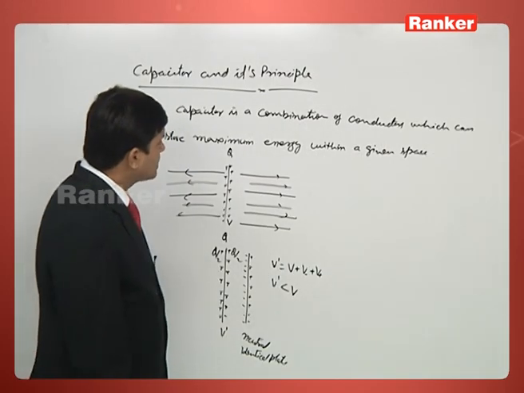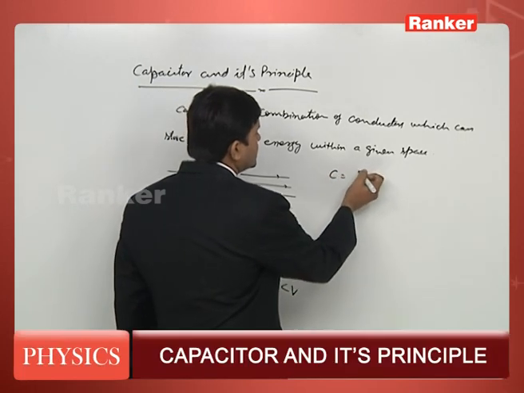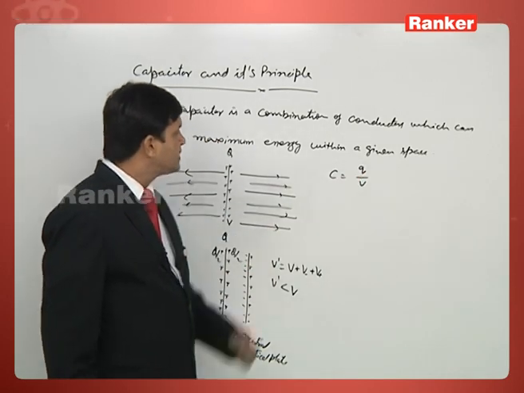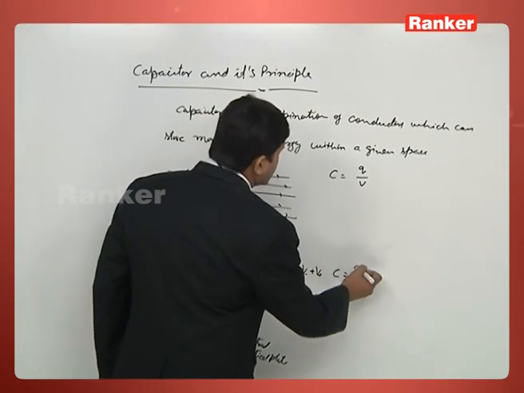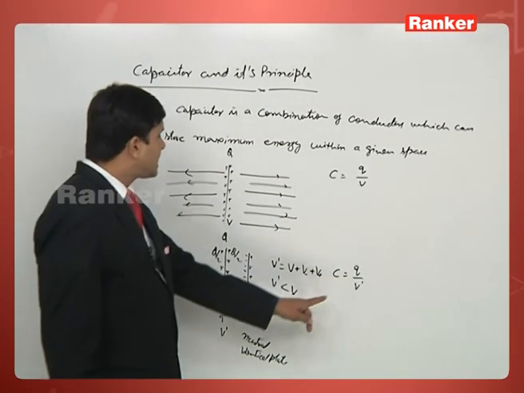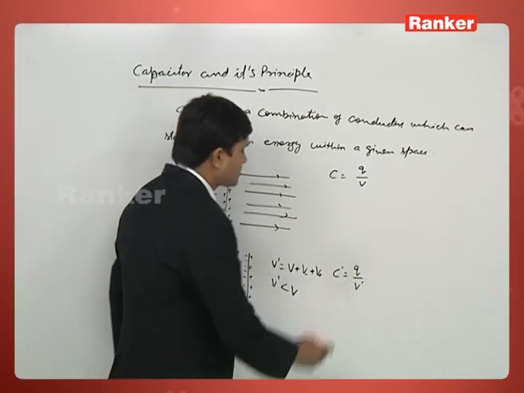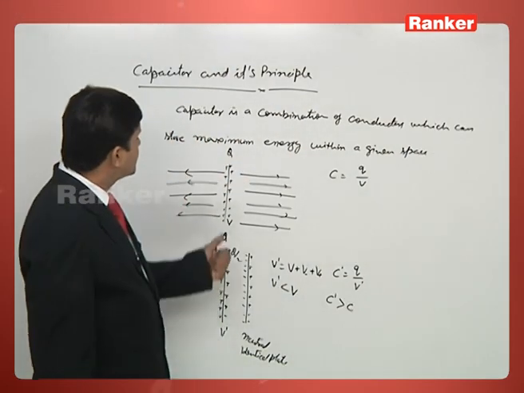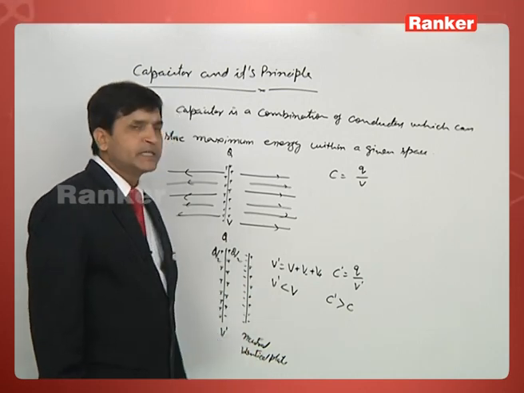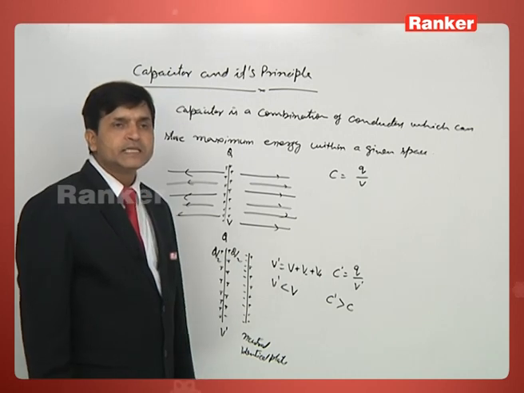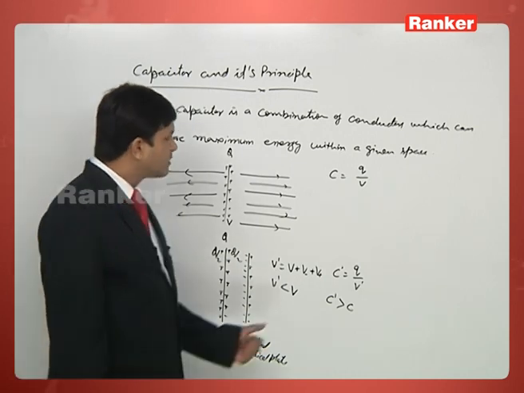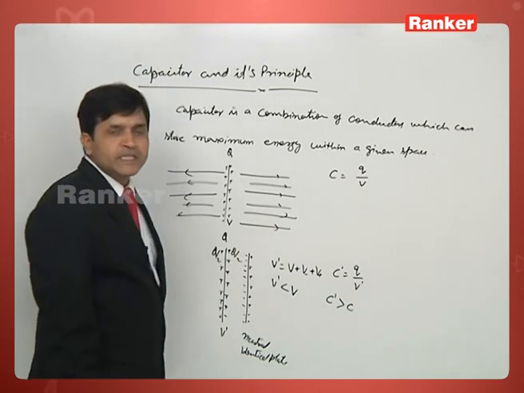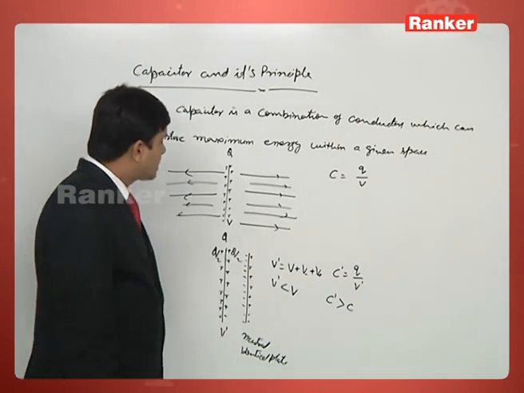When V dash is less than V, as per our capacitance relation C is equal to Q by V. Earlier the capacity was Q by V. Now the new capacity is Q by V dash, and since V dash is less than V, the new capacitance C dash is a little bit greater than C. So by just putting a neutral identical plate, the capacity of this conductor increases. But one problem still remains: although we have increased the capacity, the electric field still extends up to the space, up to infinity. This is still a big problem.